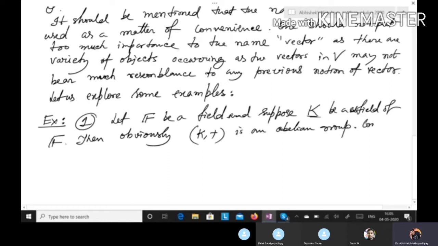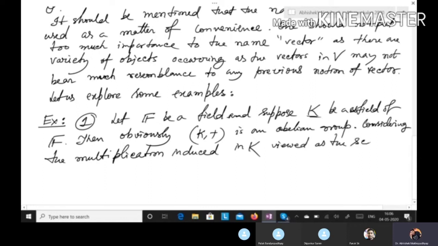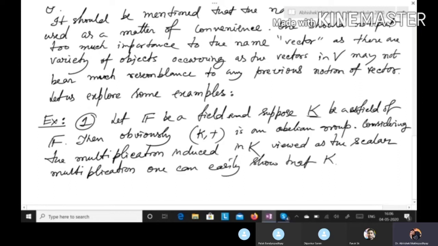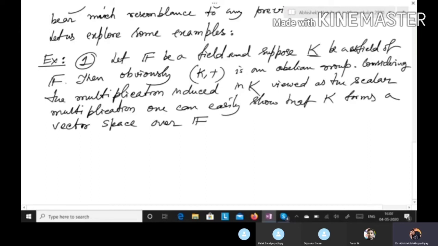That is, considering the multiplication which is already induced from the field F, induced in K, viewed as the scalar multiplication, one can easily show that K forms a vector space over F. So any subfield of a field is a vector space over the field F.